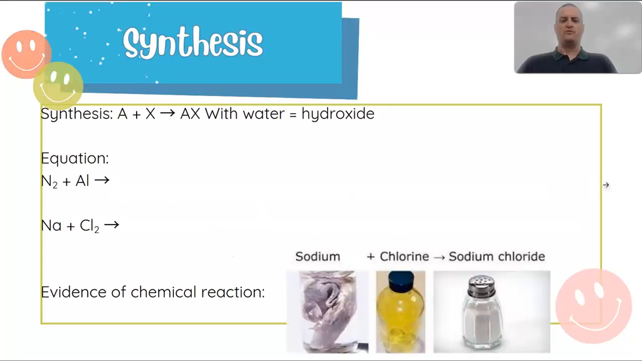So first we have synthesis. The component that we're looking at is that it's two elements combining to make one compound. That's what these letters represent. Now, if we made it with water, we'd make a hydroxide. That's that polyatomic ion OH-. So let's take a brief example of looking at how we can approach these to determine our correct products.